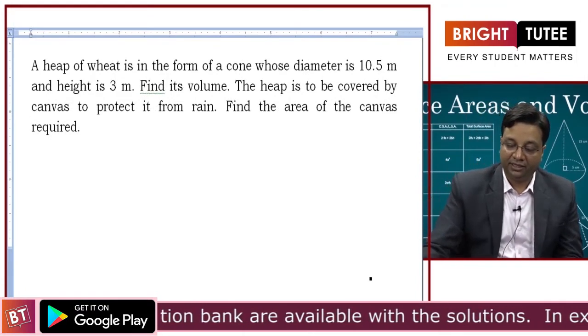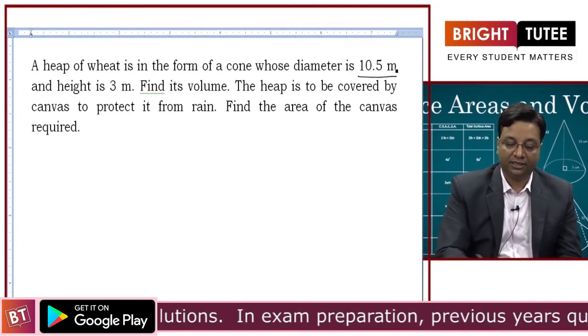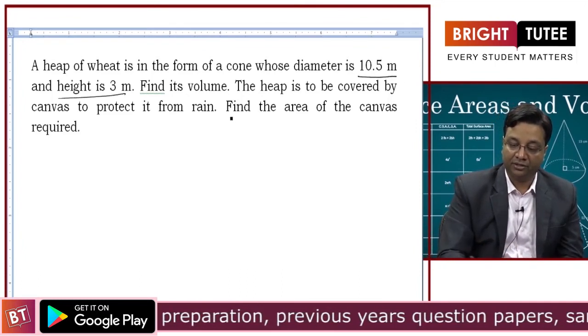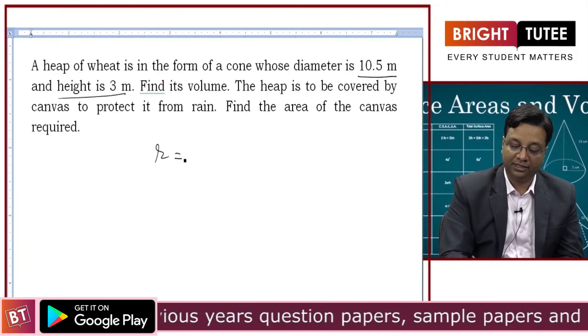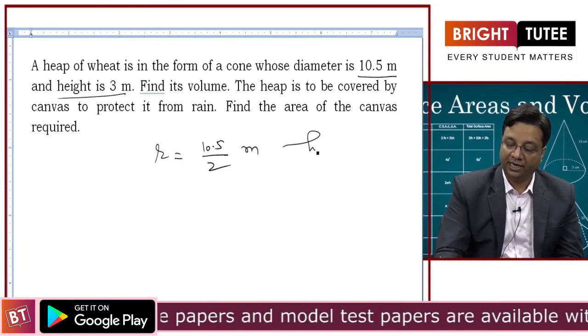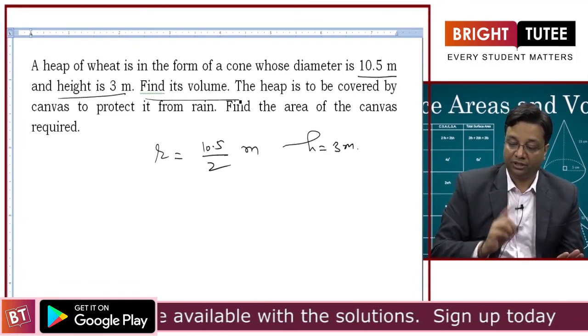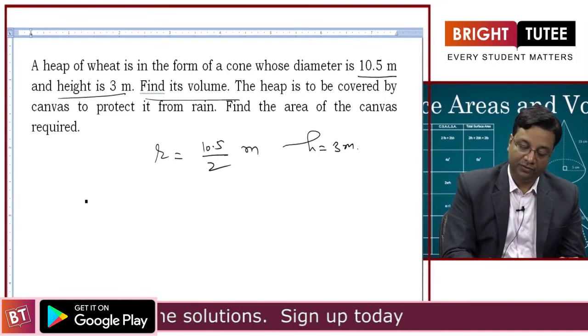A heap of wheat is in the form of a cone whose diameter is 10.5 meter and height is 3 meter. So if the diameter is 10.5, the radius will be 10.5 by 2 meter, height is 3 meter, we need to find its volume, question number 1. So let us find the volume first.